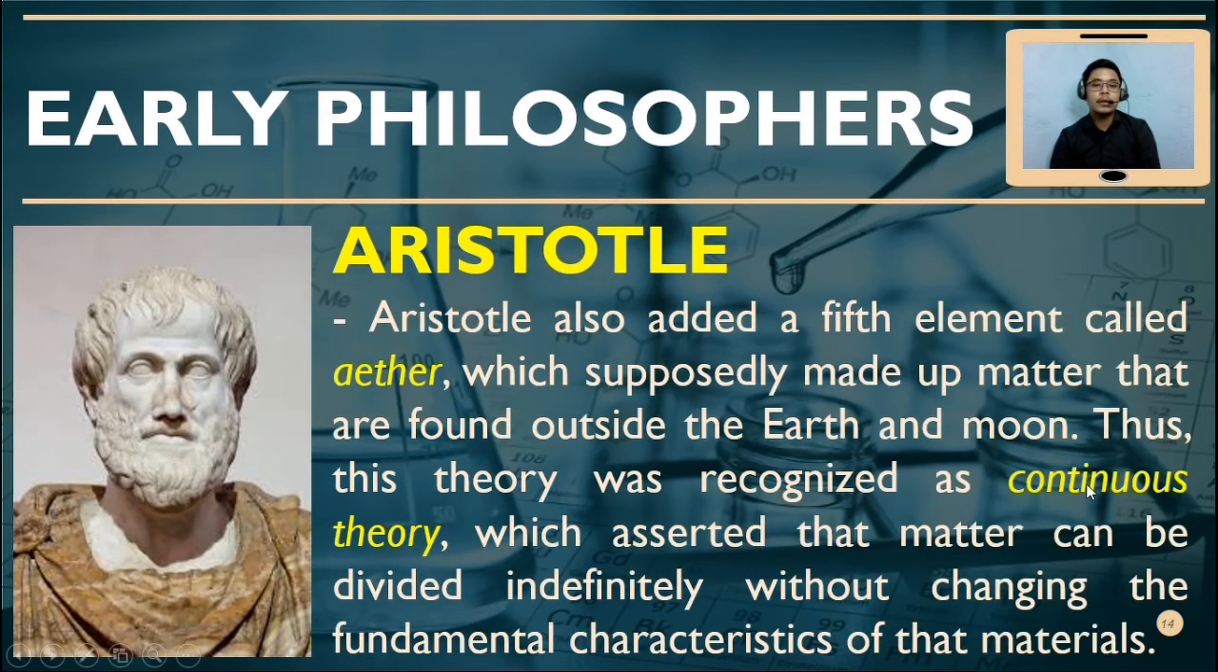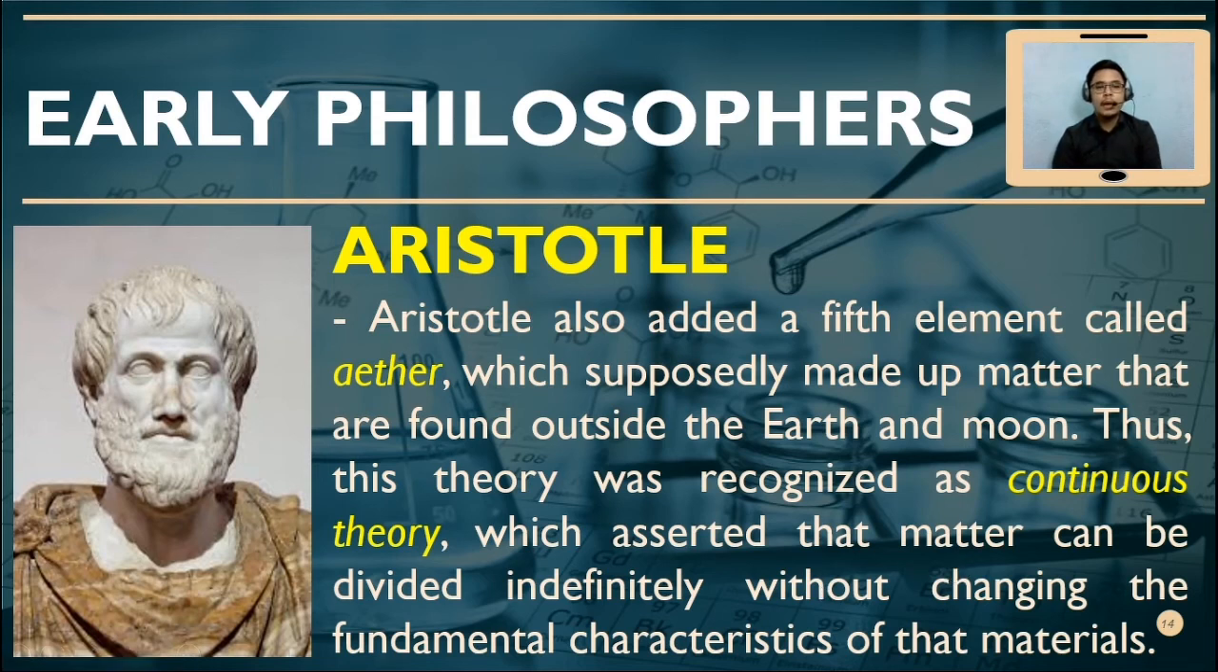And another thing about Aristotle's idea is that he added a 5th element called the aether, which supposedly made up of matter that are found outside the earth and moon. Thus, this theory was recognized as the continuous theory, which asserted that matter can be divided indefinitely without changing the fundamental characteristics of its material.